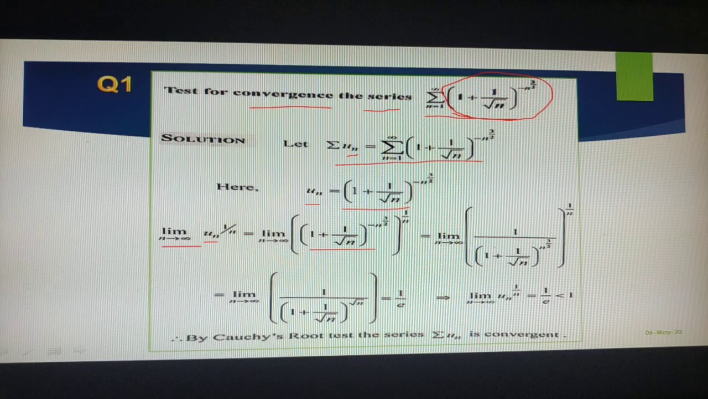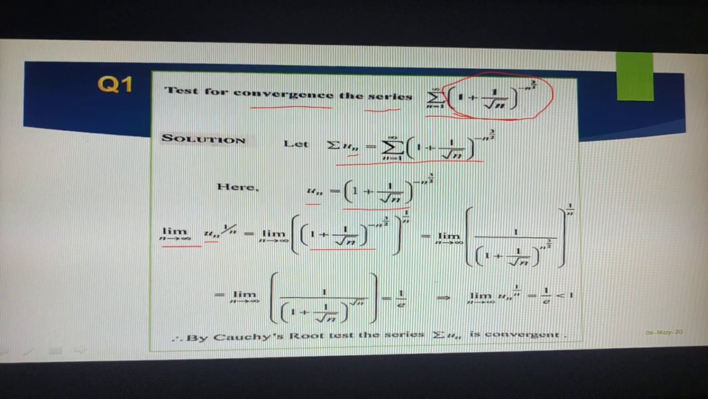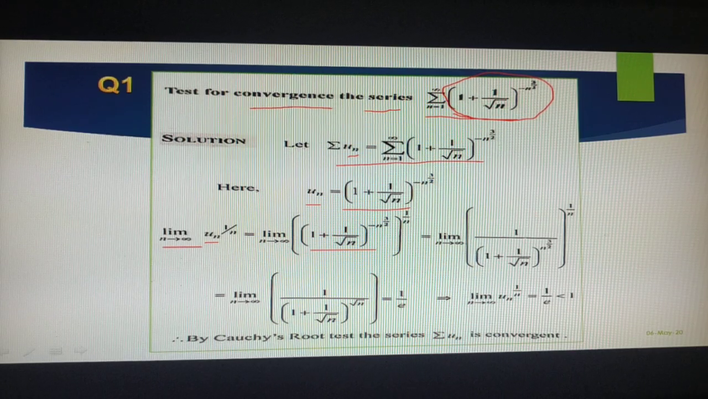So that goes to 1 by 1 plus 1 by under root n to the power of 3 by 2, whole to the power of 1 by n. Now from this, if I take 1 to the power of 1 by n, it is nothing but 1 only. Any number 1 to the power of any power will be equal to 1. Here for this also, 1 by n means n to the power of minus 1. If I take that into the numerator, n to the power of minus 1.